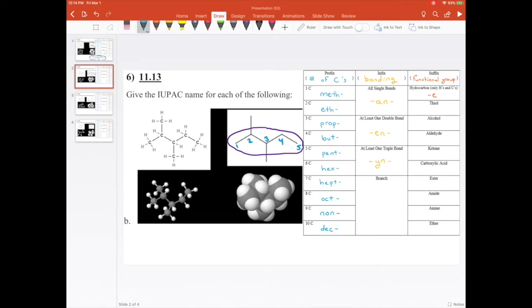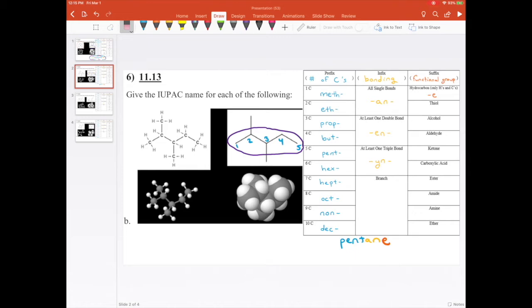Now, let's name this backbone as if there were no branches on it. It has 5 carbons, so the prefix is pent. Between those carbons, there are only single lines, and so there are only single bonds, and the infix is AN. You can see that the molecule is only made up of hydrogen and carbon, so it's a hydrocarbon, and the suffix is E. So the name for that backbone is going to be pentane.